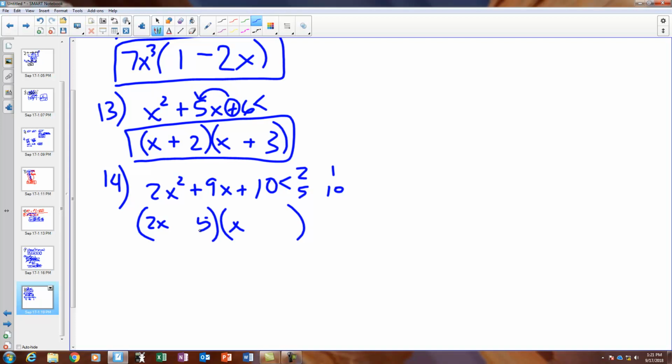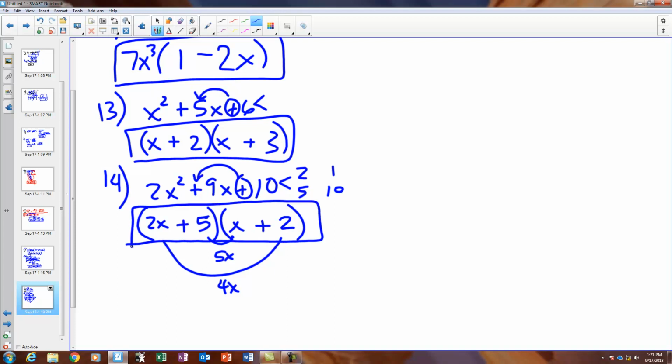If I put a 5 here and a 2 here, this is 5x, this is 4x, and because the 10 is positive, I'm adding. If I add the 4 and the 5, I do get 9x. In order to be a positive 9x, it needs to be a positive and a positive. If I had done that and it didn't work out to give me 9x, that would just mean I need to try a different set of numbers or try to rearrange the numbers.